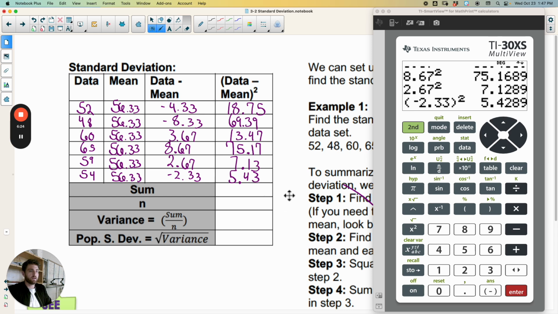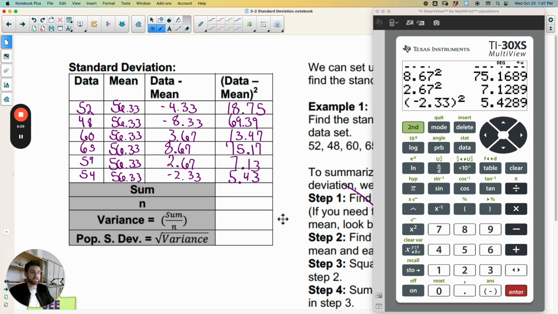5.43. Okay, so let's recap all we've done here. So we have our data. We find our mean from that data, we put that here. Then we do data minus the mean, so data minus mean, and put that here. You're going to have some negative values, you're going to have some positive values. I chose to round to 2 decimal places. The problem will tell you what you need to do, but on this one I just decided to round to 2 decimal places. And then here I squared each of these values. So I squared this value all the way down and put all of those here.